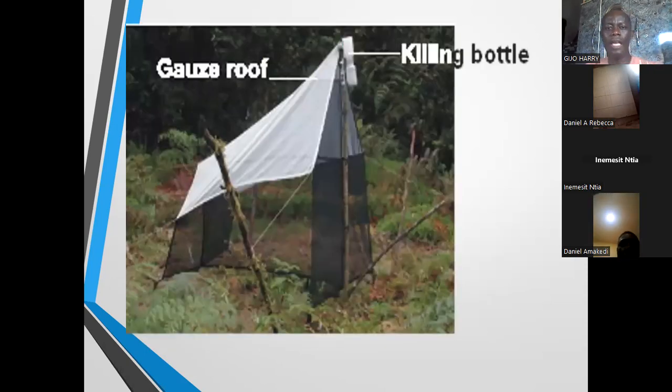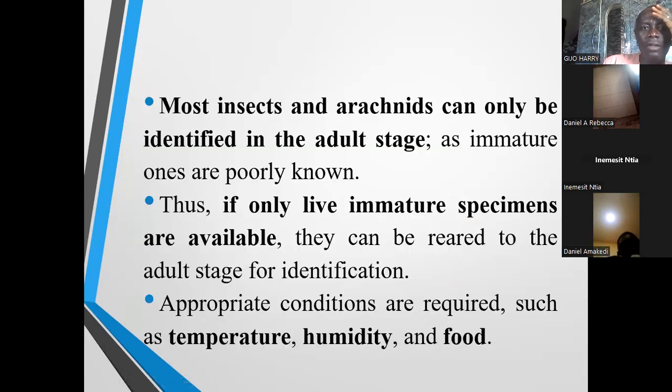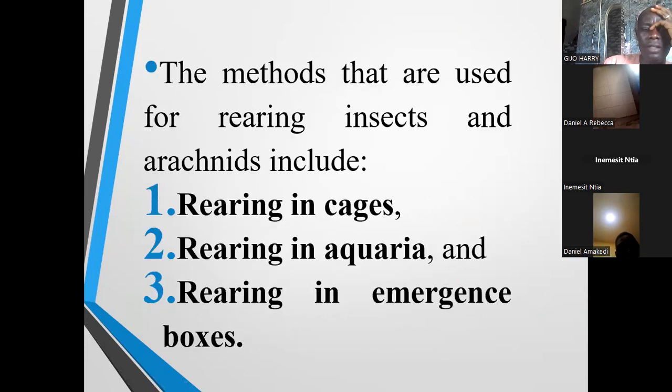Now here is a Malaise trap. It has a tent-like structure, and then a killing bottle here. The insects usually fly up, and then they get trapped inside the bottle. All right, so that's the Malaise trap.